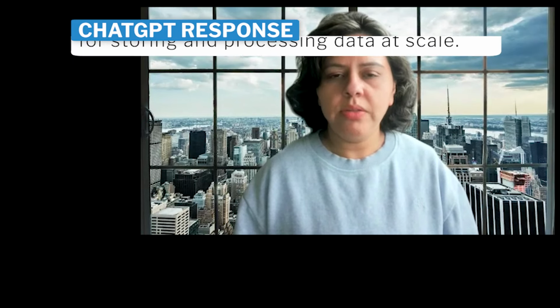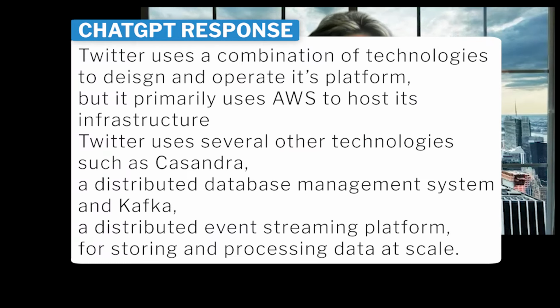I was curious what cloud technology is used for Twitter.com. So I asked our friend ChatGPT, and here's the response. Twitter uses a combination of technologies to design and operate its platform, but it primarily uses cloud services provided by Amazon Web Services to host its infrastructure. AWS provides a wide range of services that allow Twitter to easily scale its infrastructure as needed to handle the large amount of traffic and data it receives. Additionally, Twitter uses several other technologies such as Cassandra, a distributed database management system, and Kafka, a distributed event streaming platform for storing and processing data at scale.